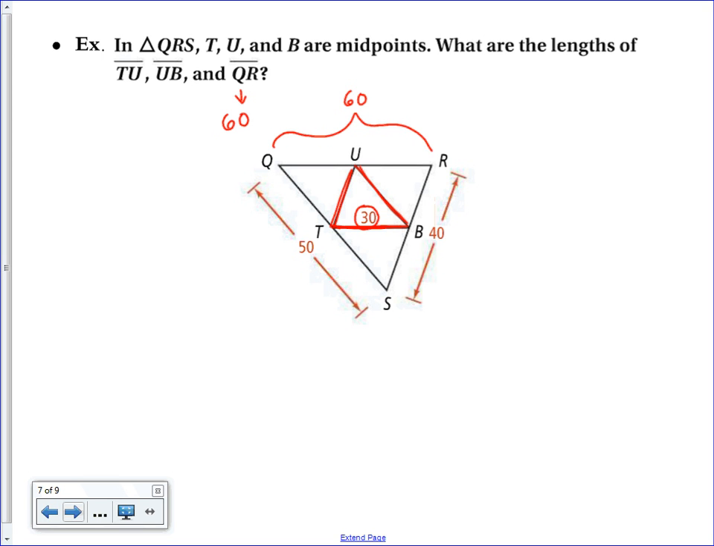It also wants us to find the length of UB. So when I look at UB, that's this segment right here, I can see that this is parallel to the QS side of the outer triangle, which means it must be half of the length of QS. QS is labeled as 50, therefore half of that would be 25. So the length of UB is 25. And then it also wants to find the length of TU. So TU, I'll go over it in blue here, is this midsegment, which is parallel to this side of the triangle, and therefore must be half of that length. Since SR is 40, then TU must be half of that, which is 20.